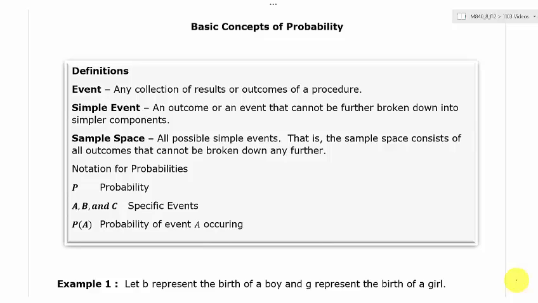Some notation, we'll always use a capital P to denote a probability. Capital letters like A, B, and C will be for specific events. So this notation with a P with an A inside parentheses means the probability of some event A occurring. And it's okay to write a capital P and then write words in here as well. That's totally acceptable. So we could have the probability of a girl. So that's totally fine to use that as notation as well.